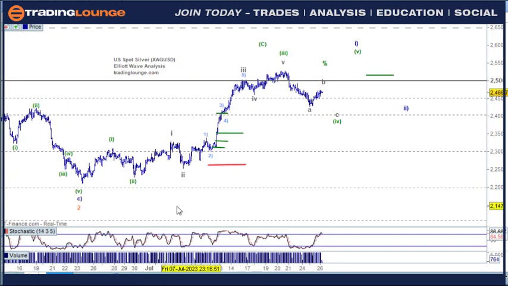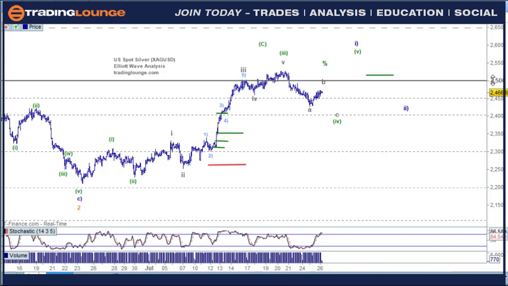Silver. Silver's got a much easier count where we've got 1 and 2 and 1 and 2 here. We're built in all the right sort of areas here. I think this is okay as 1 and 2 here. I think this is all right in wave 4 here. It does look like we've got 1, 2, 3, 4, 5 down here. I could probably squeeze an AB correction in out of here.